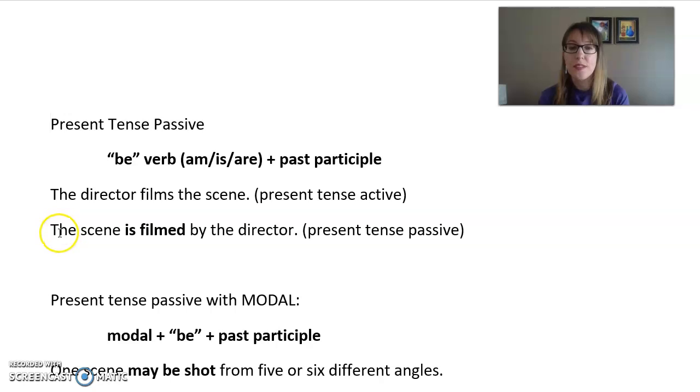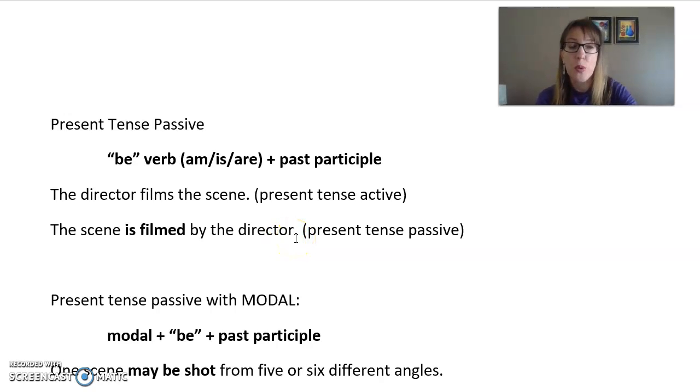So the scene, now we're going to use present tense passive. Is, we use is because the subject is singular, is filmed, past participle, by the director. Okay, so now the subject here is not doing the action. The subject is receiving the action. Okay, this is who is doing the action. Okay, so that is a present tense passive sentence.